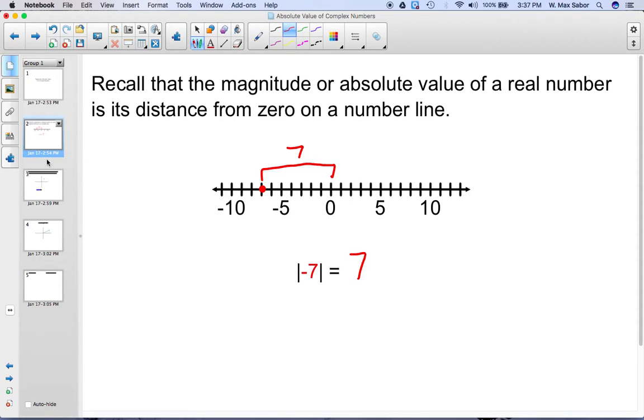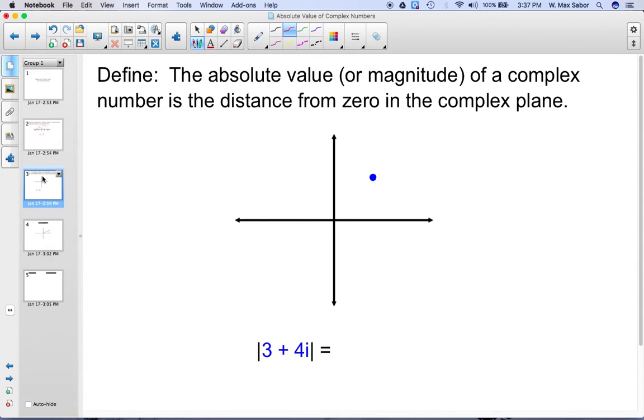Well, the same idea is going to be true for complex numbers, except we're not going to be on number lines anymore. We'll be on the complex plane. So the absolute value, or magnitude, of a complex number is the distance from 0 in the complex plane. So that distance is described this way. Typically, we'll calculate it by using the Pythagorean theorem.